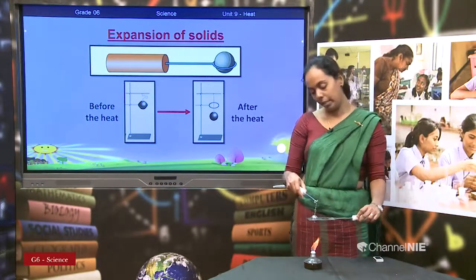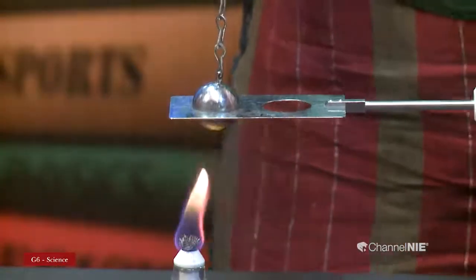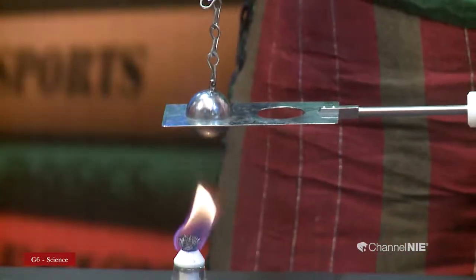Okay, by using a spirit lamp, now I am heating the loop. Now you can observe what happens to the marble.